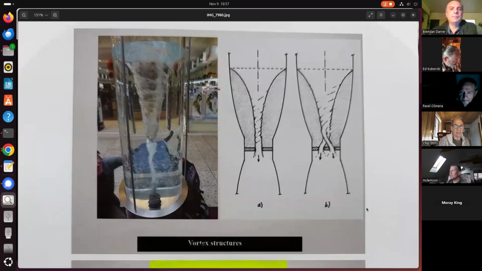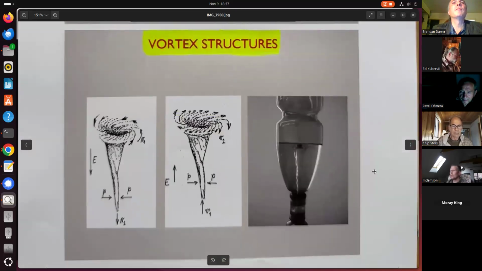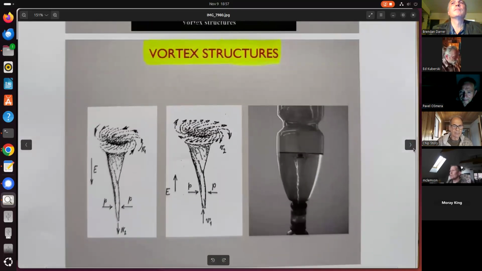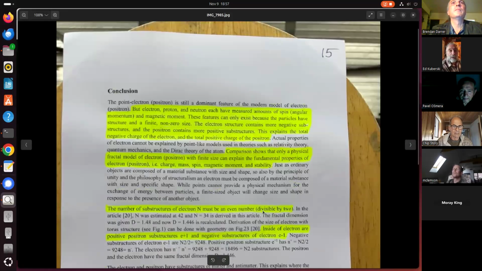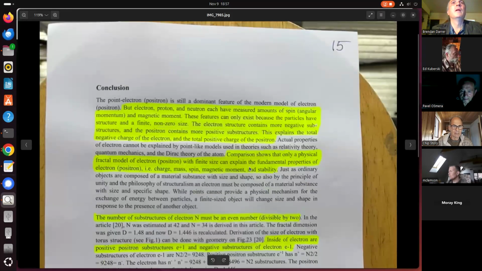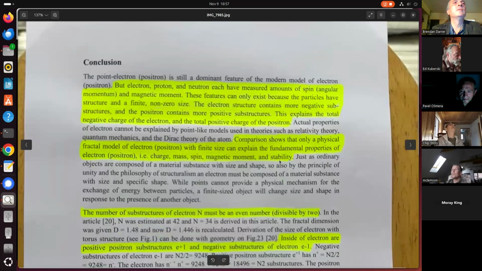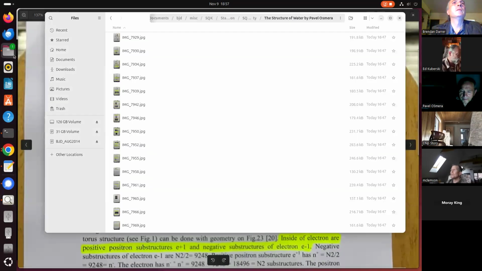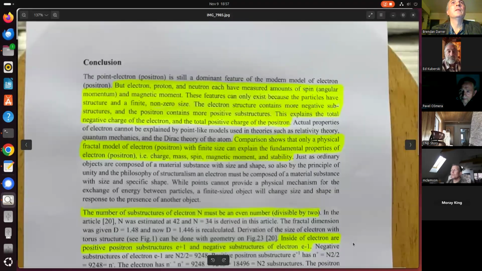And then again at the bottom, same thing, vortex structures. And then the conclusion. So this, you guys, might help a lot also to Moray to maybe put in perspective what he's got in mind with these models that he's built, and this whole idea of having protons, neutrons, and electrons as these toroidal structures. His conclusion is here.